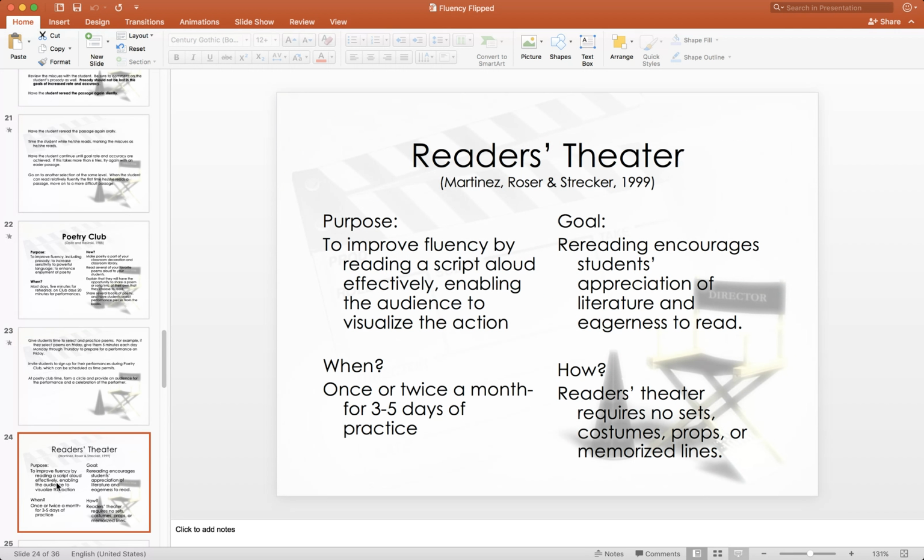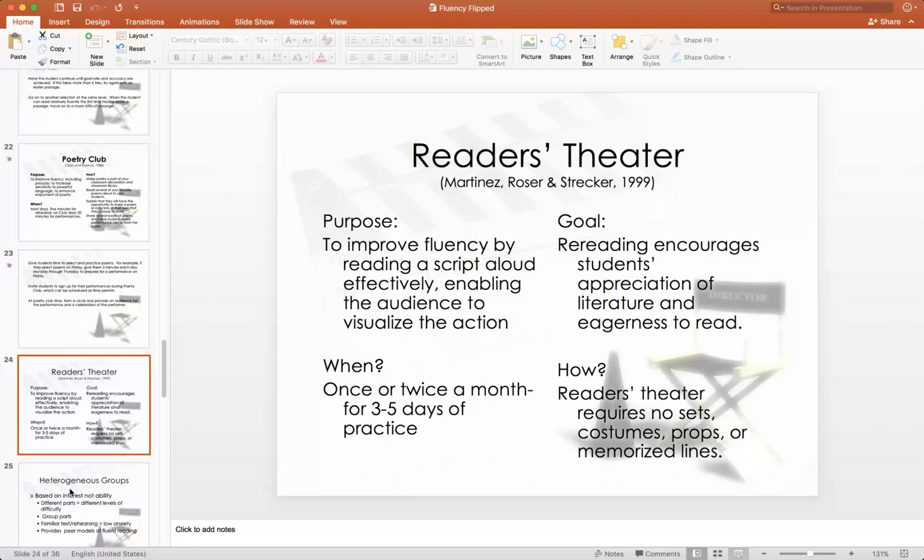Readers Theater is also a wonderful way of encouraging kids to reread passages. It improves fluency, it helps kids visualize what they're reading, and it builds comprehension. First of all, the goal is to help them reread so that they reread for a purpose and they reread for an audience. It requires no sets, no costumes, no props, and no memorized lines. So Readers Theater is literally reading a script, but being able to read it well.